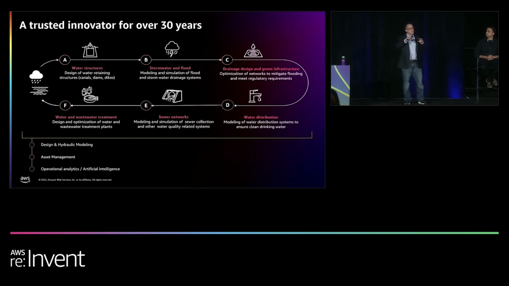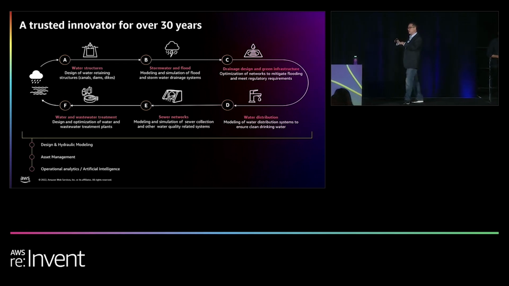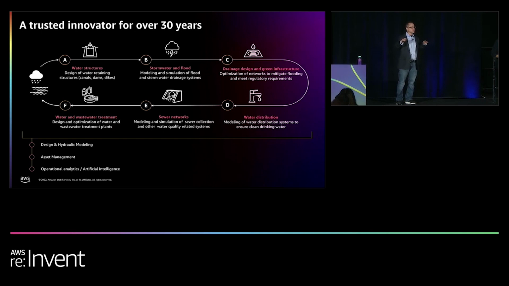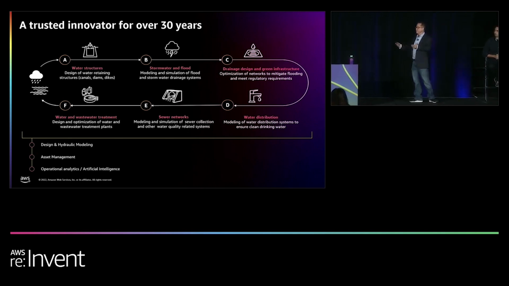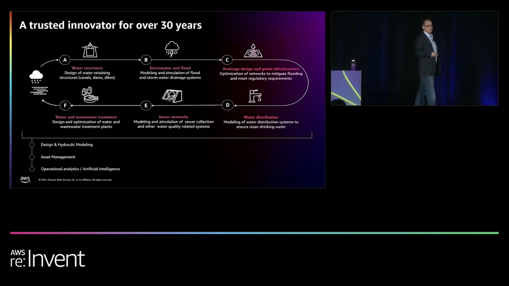We deal with 3 different layers of that entire process in terms of software. The first one is design and hydraulic modeling. So the ability for our customers to figure out how to design these water infrastructures, simulate how water would behave in those systems, and then analyze what the impact of their changes will be on the actual performance. The second thing is asset management.